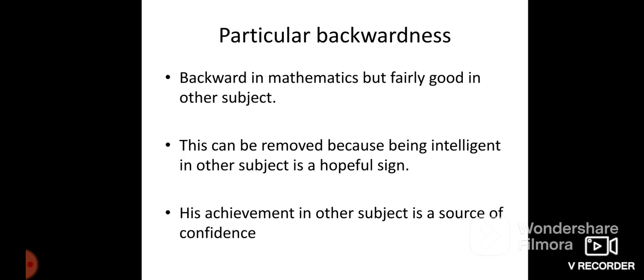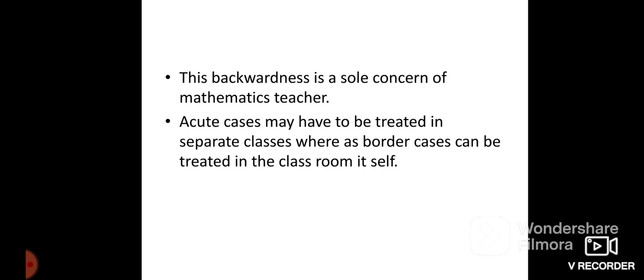And the particular backwardness, there might be one single cause. Because of that particular reason, the child may not be performing very well, backward in mathematics but fairly good in some other subjects. Try to understand, when a child goes to school, there are 6 subjects, and in the rest, 4 or 5 subjects, the child is performing really well except mathematics. In this case, the teacher has some hope that the child may perform well, because the child is performing well in other subjects. This can be removed, because being intelligent in other subjects is a hopeful sign for the teacher, and his achievement in other subjects is also a source of confidence to the teacher. And this backwardness is a sole concern of mathematics.